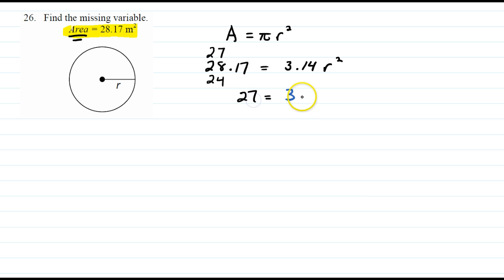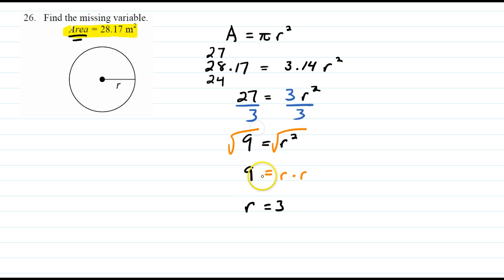So I get 27 equals r squared. So now divide both sides by 3. And I get 9 equals r squared. And so remember that r squared is equal to r times r. So what number times itself equals 9? And the answer is 3. Another way we could have done that is at this step, square root both sides, and we get the radius is equal to 3.